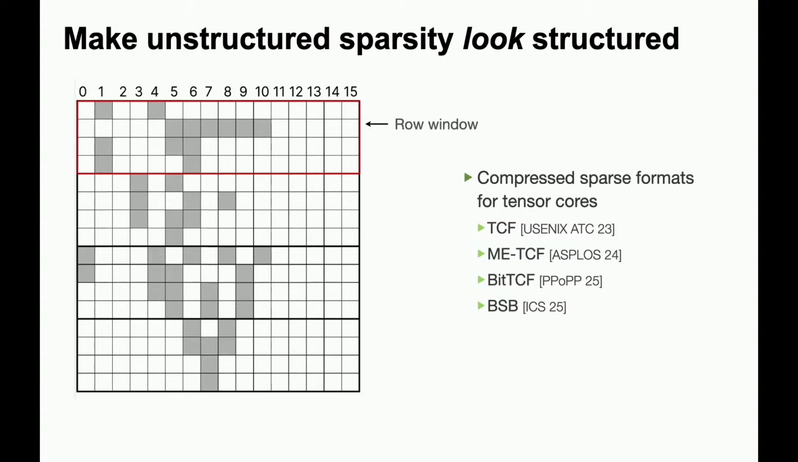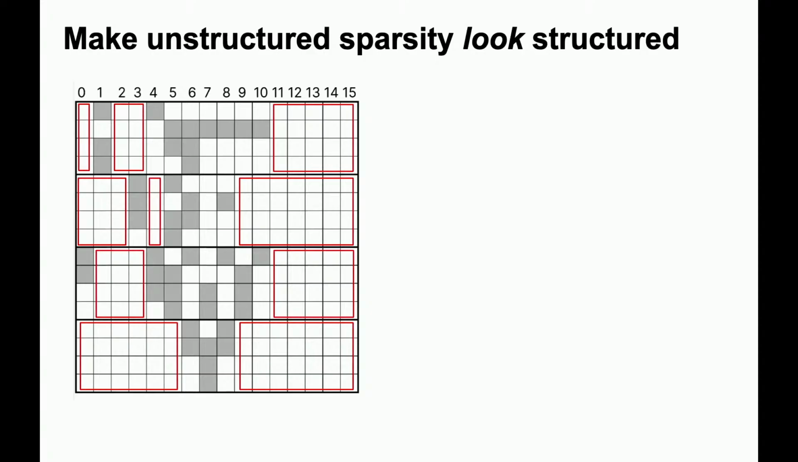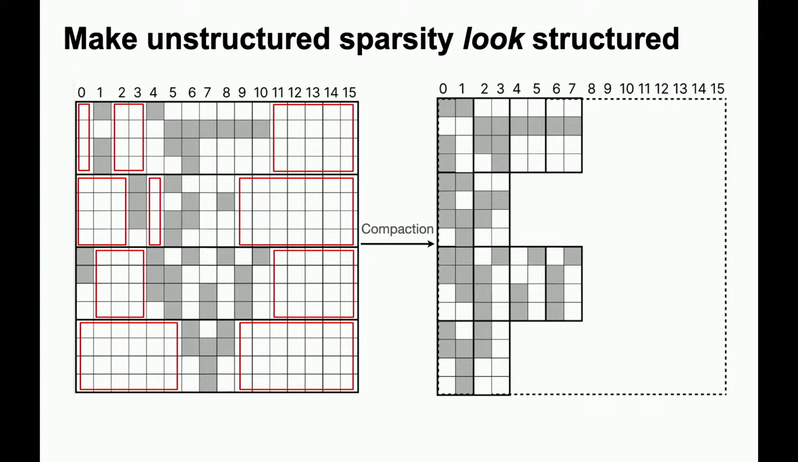Let's take this matrix. First, we're going to block this matrix into row blocks. Let's call each block of rows, like this red block of rows, a row window. Within each row window, we can see there are a lot of fully zero columns. We can take all these zero columns and remove them. So we end up with a compressed matrix that looks something like this.